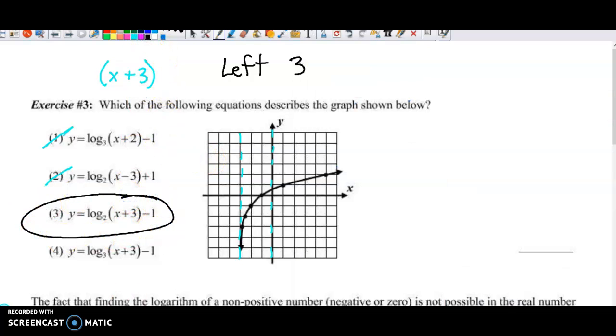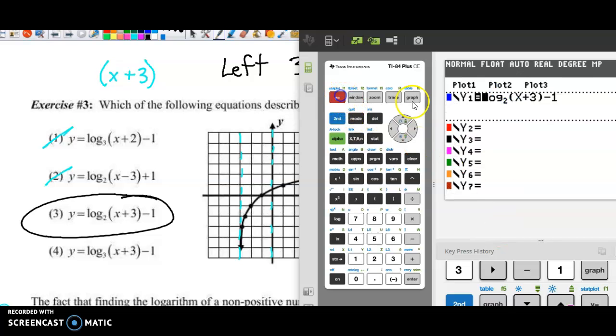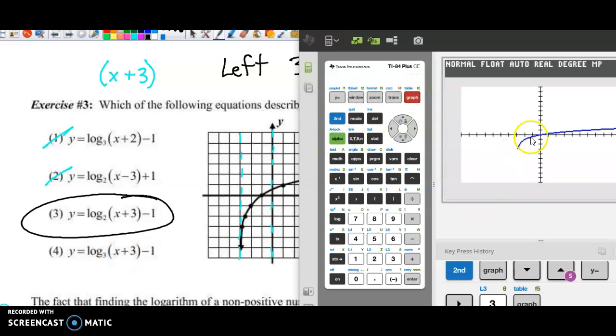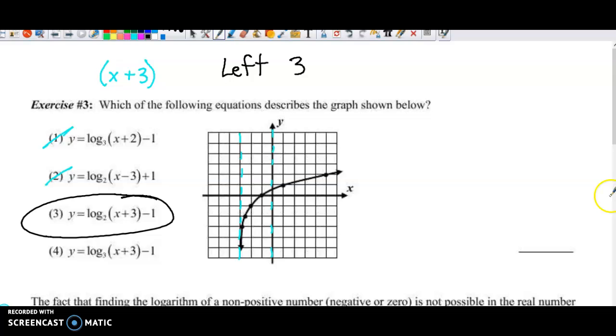And just to sort of round out our understanding, let me go back to y equals and change that to log base 3. And now when I go to that graph, I think you can tell that that's not the correct x-intercept and it's not the correct answer. So feel free to guess and check.